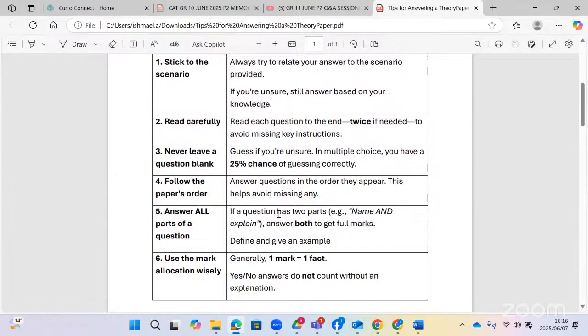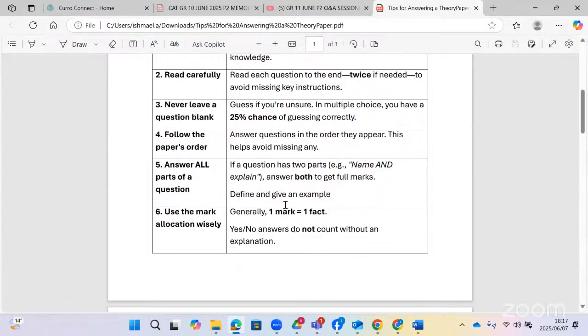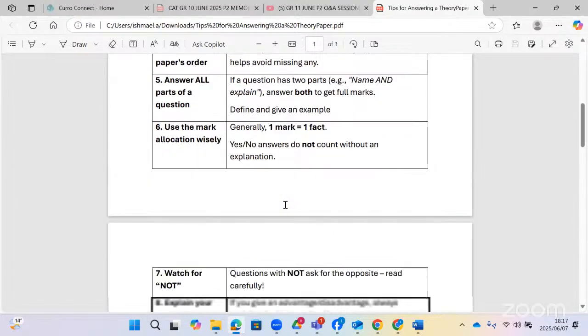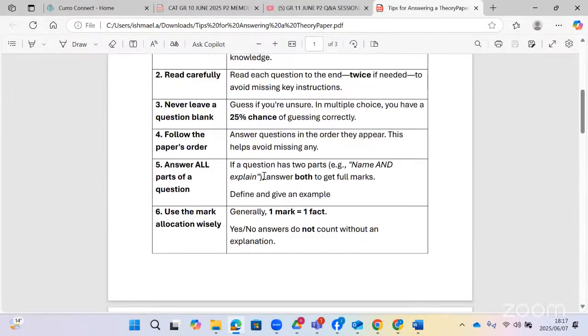Follow the paper's order. Answer questions in the order that they appear. This will help you to avoid missing any. You will find some learners missing one key question, like question 7. So take note of that. If a question has two parts, like name and explain, you must answer both to get a full mark. So you must first name it and then you explain it.